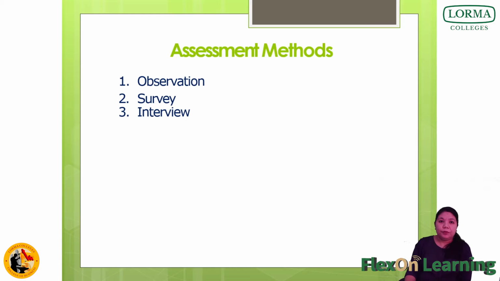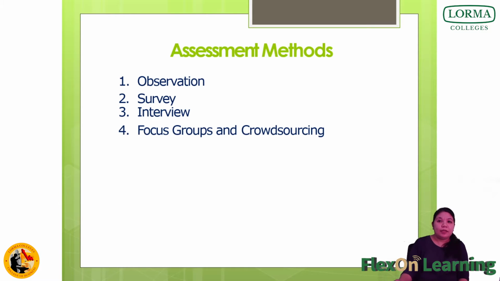Then interview. We do that face-to-face interaction, but then we cannot say that the person can really speak up about what he or she really needs. There are different kinds of people, right? And then focus groups and crowdsourcing, where we simply have a meeting composed of 5 to 6 people and record that. That is a focus group discussion.